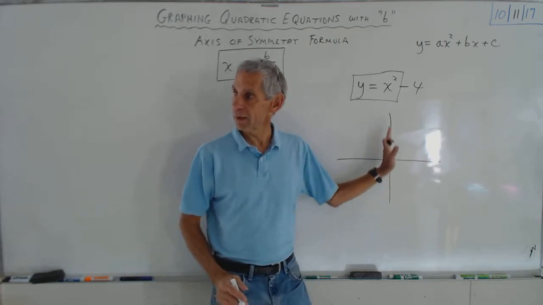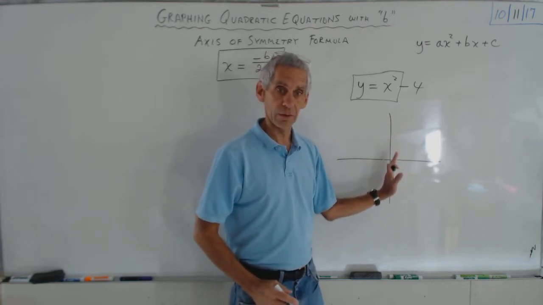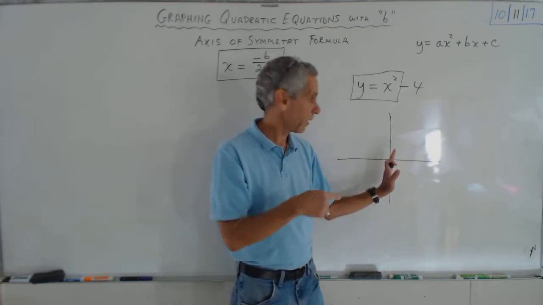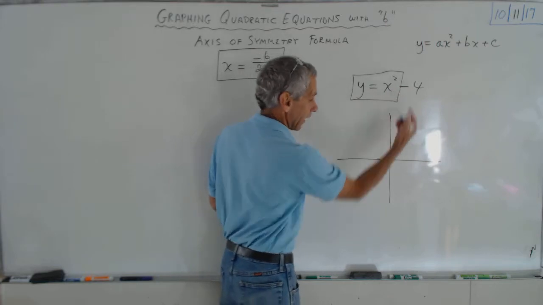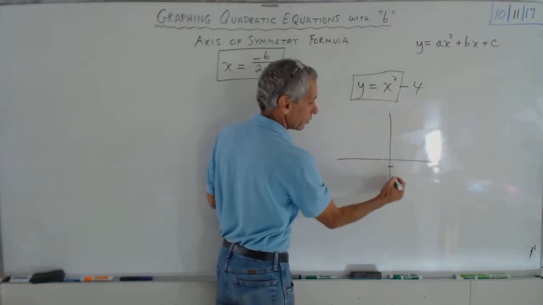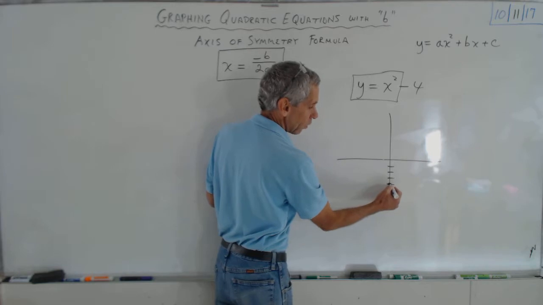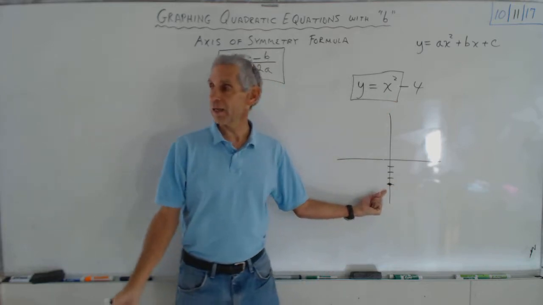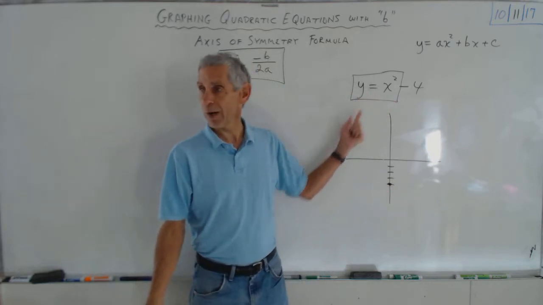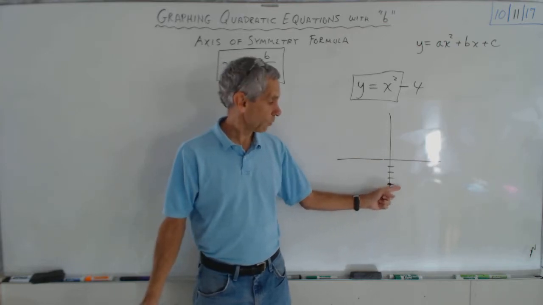So for b is 0, we know the vertex, where it turns around, is on the y-axis. Everybody's clear on that, right? And we know it's at -4 on the y-axis because c is always where it crosses the y-axis. So we know the vertex is right there. Once we found the vertex, we can do the standard parabola guy: over 1, up 1, over 2, up 4.